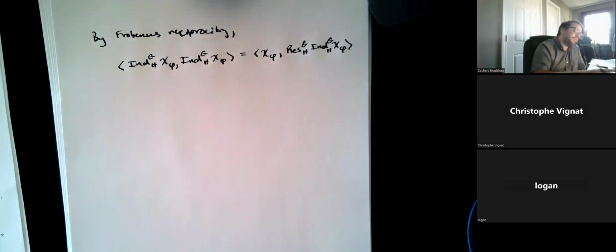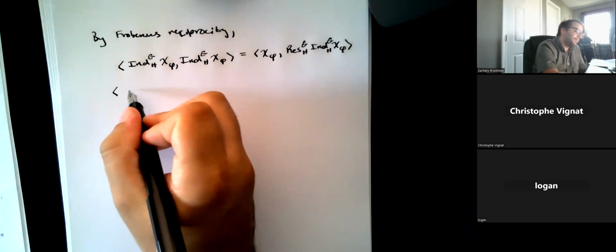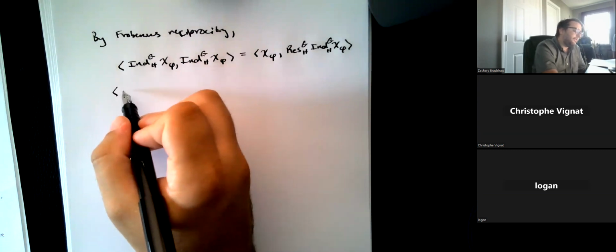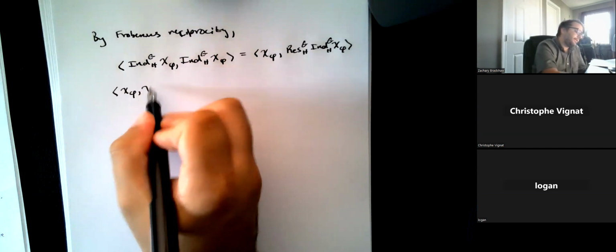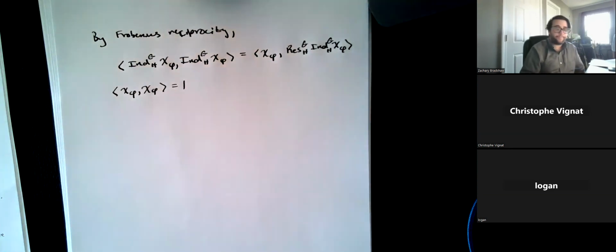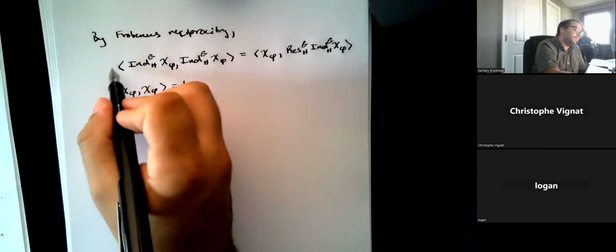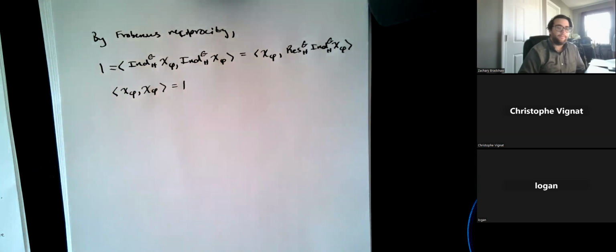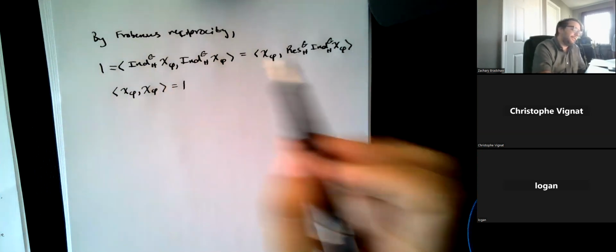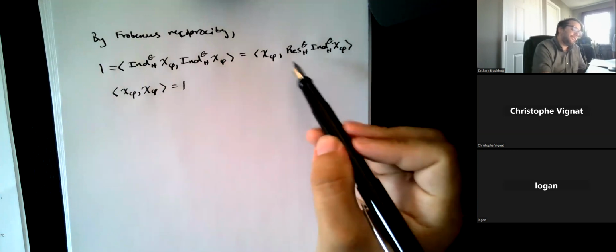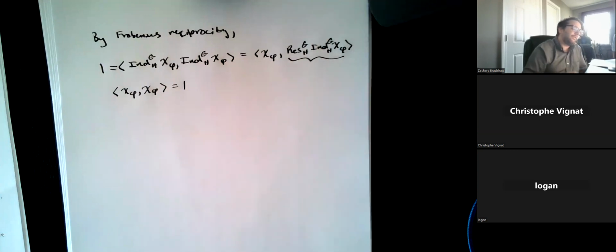And now we had a proposition when we first started that said that a representation is irreducible if and only if the inner product of chi phi with itself is equal to 1. So then the induced representation is irreducible if and only if this guy is equal to 1. And so, assuming that phi is irreducible, it suffices to study how the restriction of the induction of a character goes.